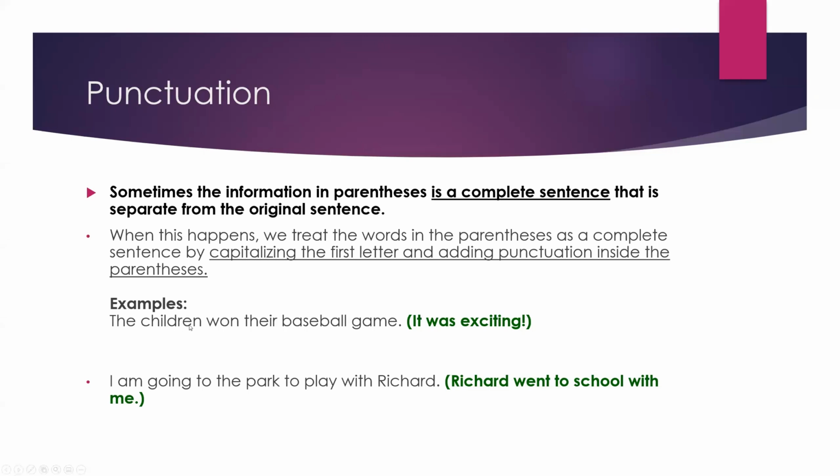For example, the children won their baseball game. Full stop, that's the whole sentence, complete, separate. It was exciting! That's another sentence, and it has its own punctuation with the exclamation mark. The second example, I'm going to the park to play with Richard. Richard went to school with me. Notice here, this sentence is complete. Richard went to school with me. That's a complete sentence, separate from the one prior to it.